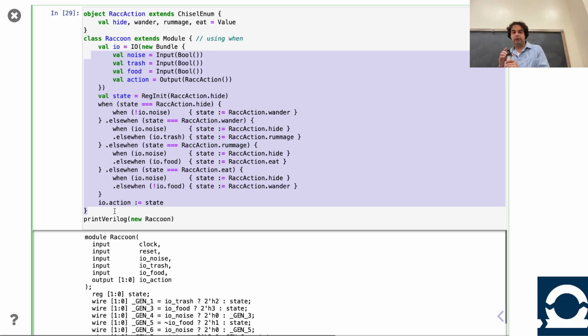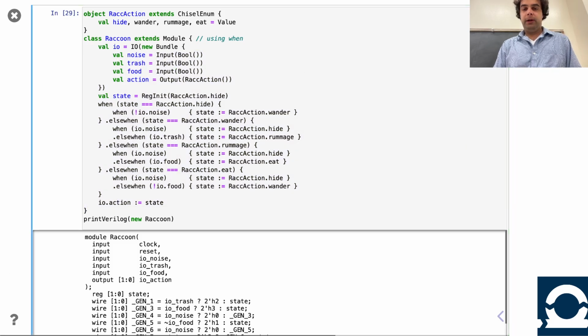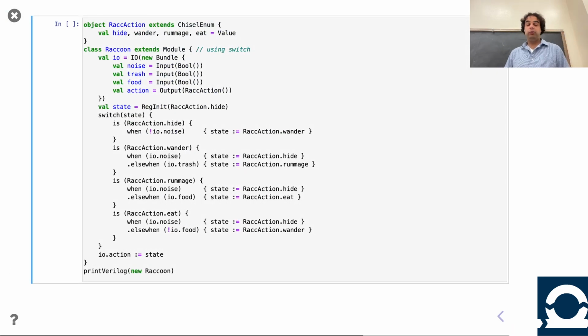Cool. Okay, so let's see how else we might choose to write this. What if we use the switch construct? Sorry, let's take it back. Switch is actually a Chisel construct that is similar to what you may see in other languages. Scala uses match normally. Apologies, switch is from Chisel, not from Scala, but it does what we expect it to.